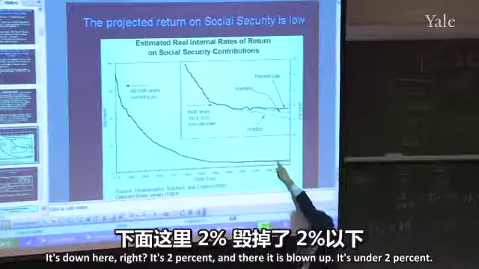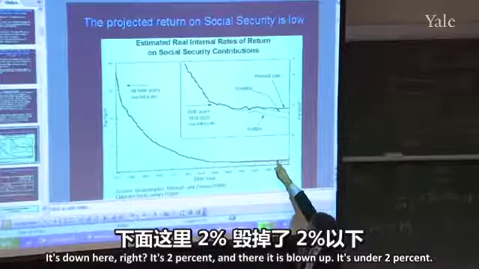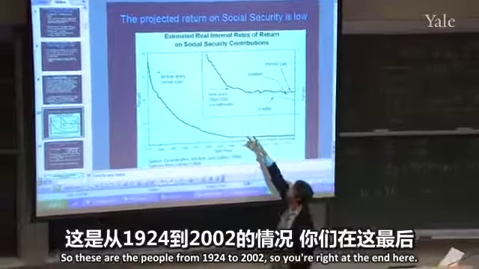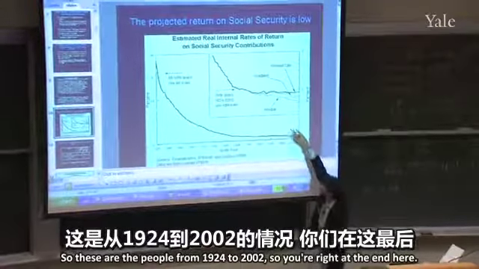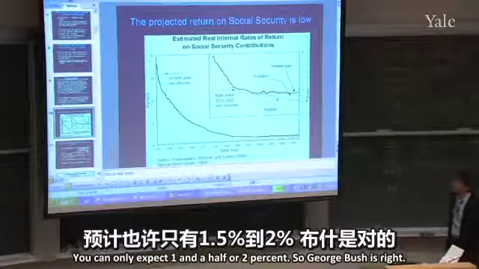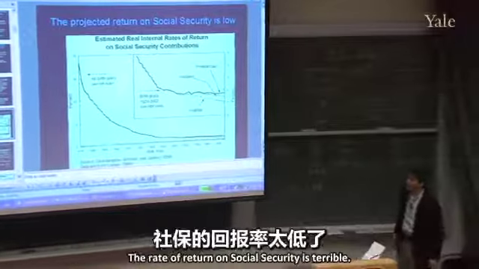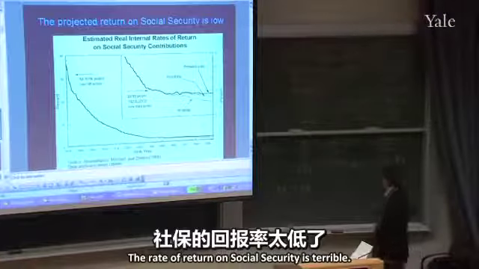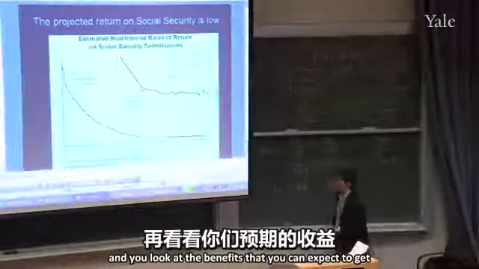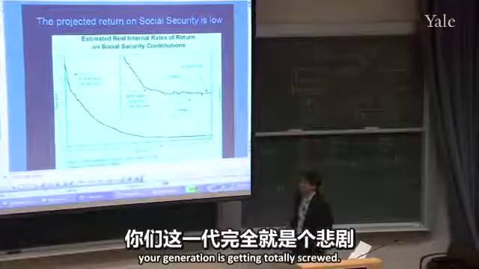It's down here, right? It's 2%. And there it is blown up. It's under 2%. These are the people from 1924 to 2002, so you're right at the end here. That's your rate of return blown up. You can only expect 1.5 or 2%. So George Bush is right. The rate of return on Social Security is terrible. If you look at the taxes that you put in and the benefits that you can expect to get, your generation's getting totally screwed.